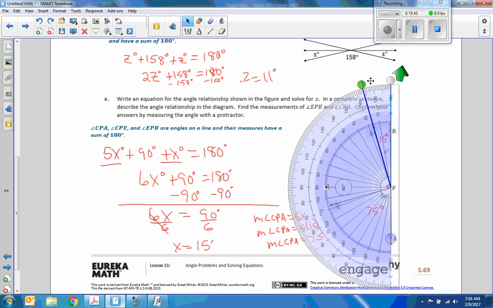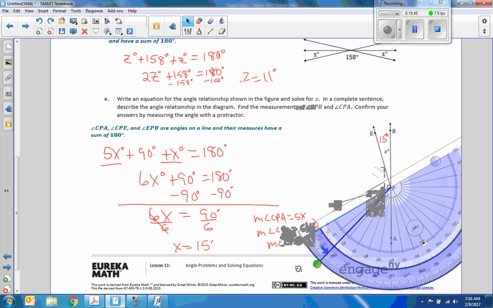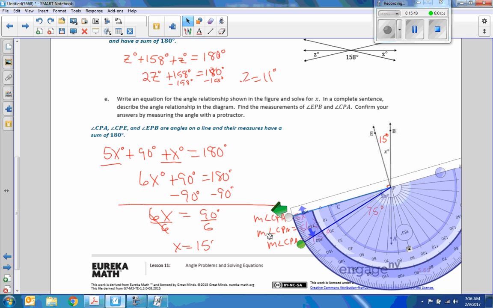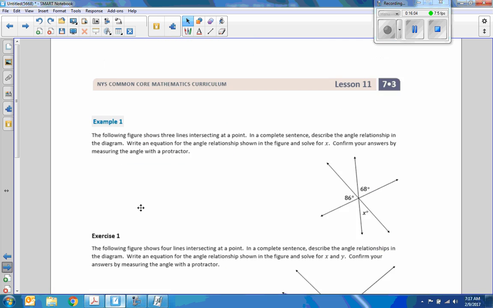And then if I come around and rotate this so that I'm on this ray, and I move it to here to check that, there's 74, a little bit more 75. So I could be off a little bit on my diagram. It is 75 degrees.